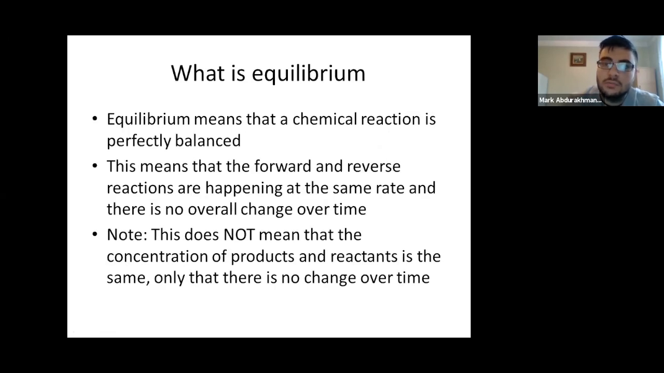So I want to talk a little bit about equilibrium. What equilibrium means is that a chemical reaction is perfectly balanced, but not balanced in the sense of stoichiometric balancing like we did before. Balanced in this sense means that the forward and reverse reactions are happening at the same rate, and there is no overall change over time. Okay. As a note, this doesn't mean that the concentrations of the products and reactants are the same, only that there's no change happening.